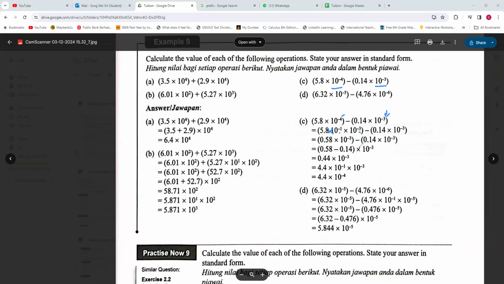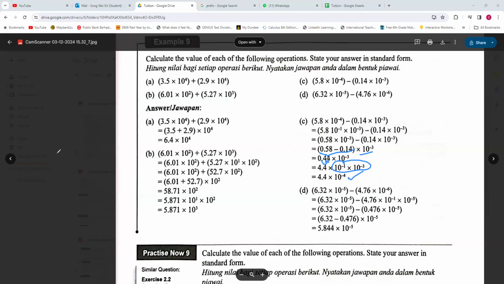Now, once you reach this here, both of them will become negative 3. You can press the calculator for the first point here to see the answer of your decimal if you're not too sure about it. So in this case here, we're just going to factorize the 10 power negative 3, and we will end up with 0.58 minus 0.14. Here it's a very simple deduction, that's 0.44. And as usual, you want to change it back to standard form. So make sure you change the 0.44 into a 4.4. And these are the necessary powers. And then you get the final answer here.